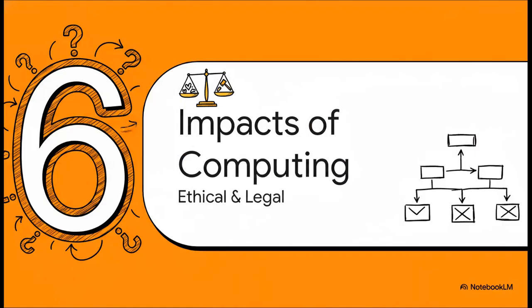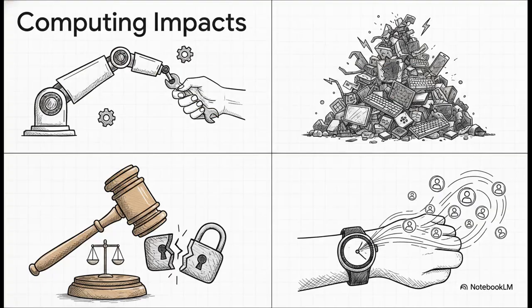Finally, Section 6. Impacts of computing, ethical and legal. Now, this section isn't just about rote memorization. When evaluating an exam scenario, anchor your answers in these 4 categories. Ethical impacts deal with right and wrong, like automation destroying human jobs. Environmental impacts cover physical harm to the planet, like the massive mountains of toxic e-waste generated because we buy a new smartphone every single year.